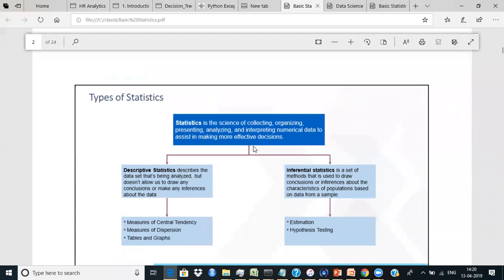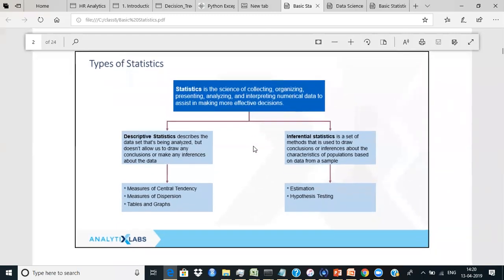Then comes the types of statistics. Statistics typically is of two types. Now we are not talking about machine learning here. We are talking about pure theoretical statistics. Theoretical statistics is of two types, descriptive and inferential. Descriptive basically deals with describing the data that you have. Describing the data is what we had done in the ice cream parlor example, right?